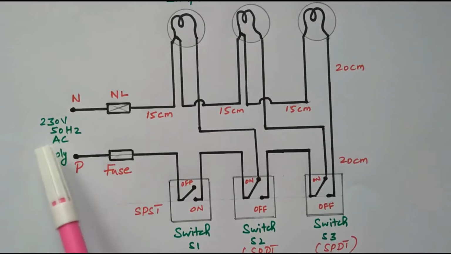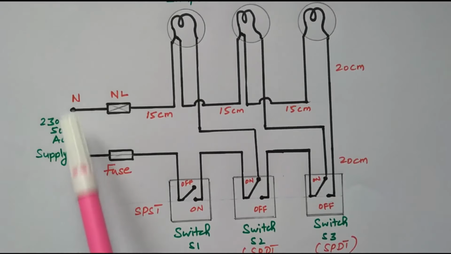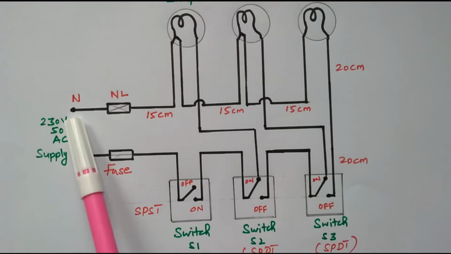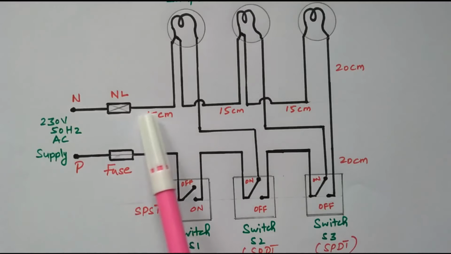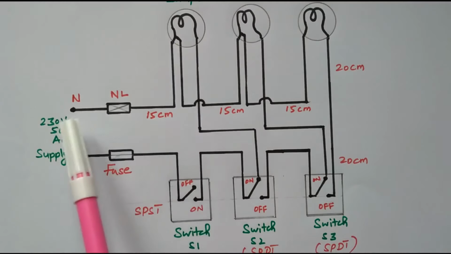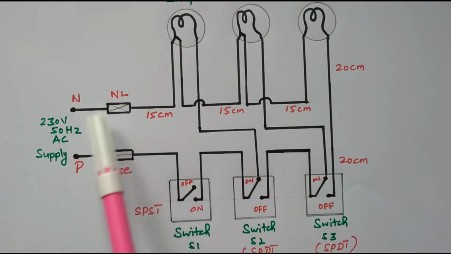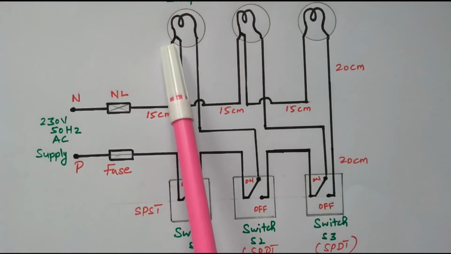A 230 volt 50 Hz AC supply is available. This is a phase and neutral, 2 terminals are available. The neutral is always connected directly to the lamp. Through the neutral link it is connected to lamp 1.